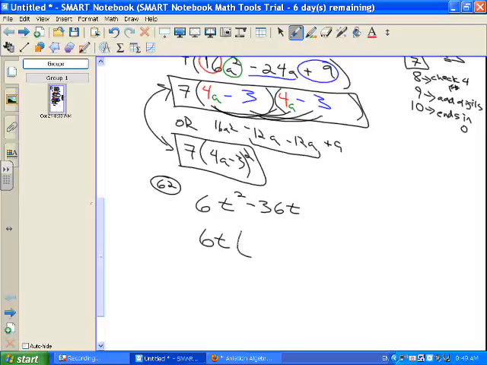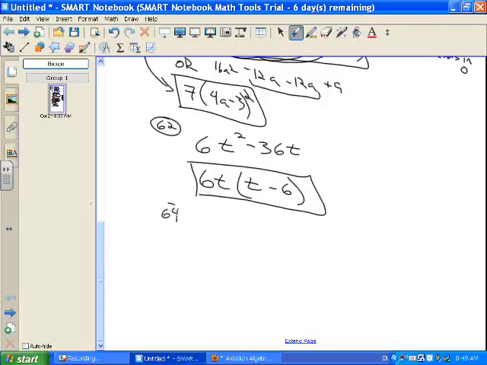Right, so 6t times what will get you 6t squared? And 6t times what will get you negative 36t? Negative 6. Can I factor this anymore? No, this is done. That's the answer. And number 64?